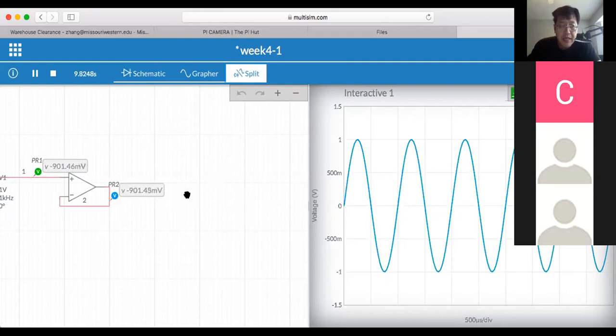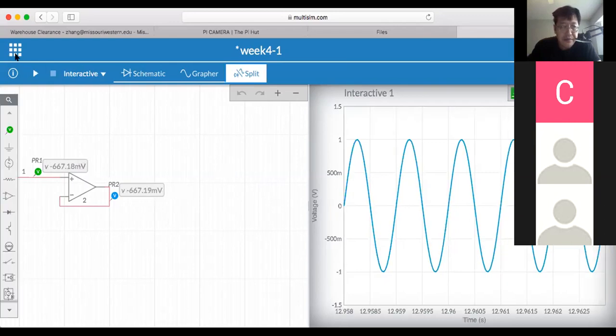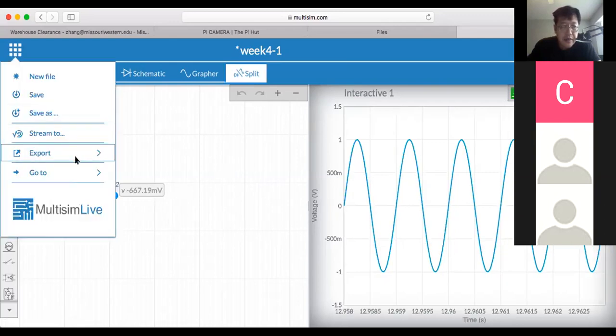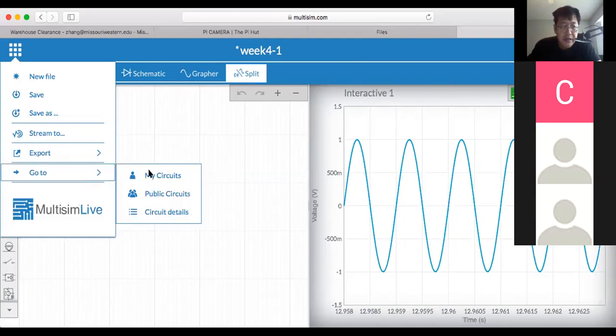Input and output are identical. A voltage follower is very easy. All you need is one single wire from the negative input to the output. You connect the output to the negative input. That's all you need, and you'll have a voltage follower. So that will be our first one. Let's look at the second circuit.